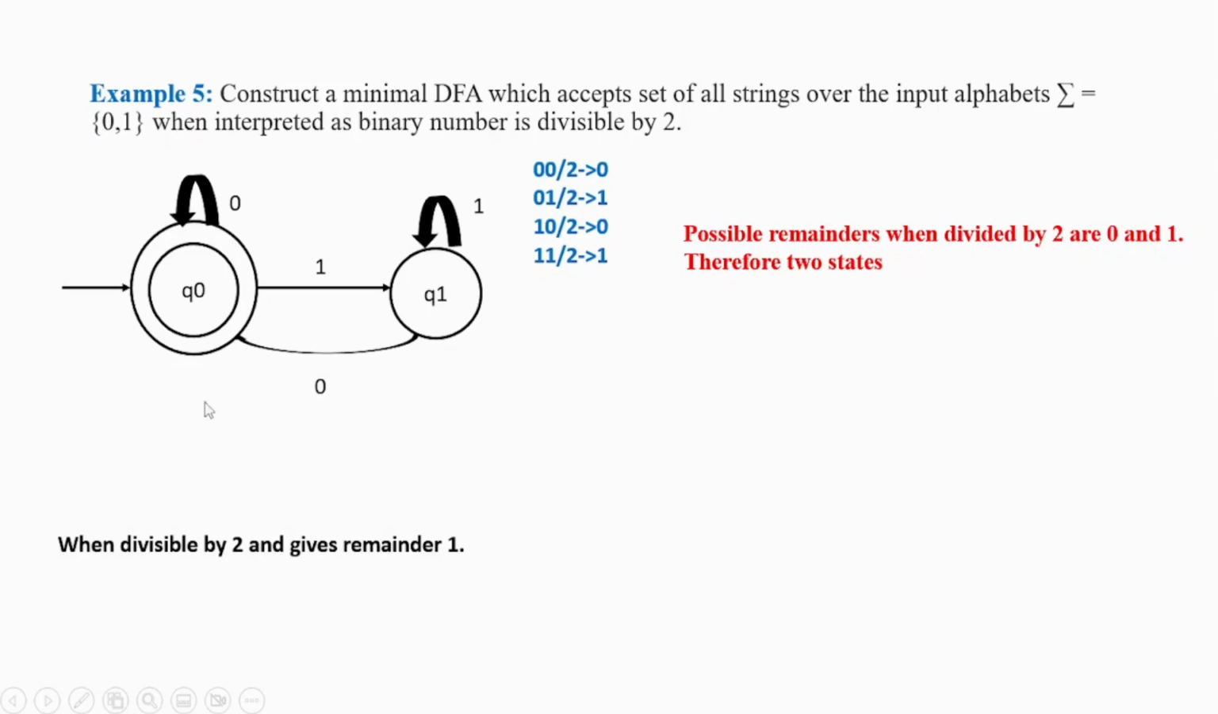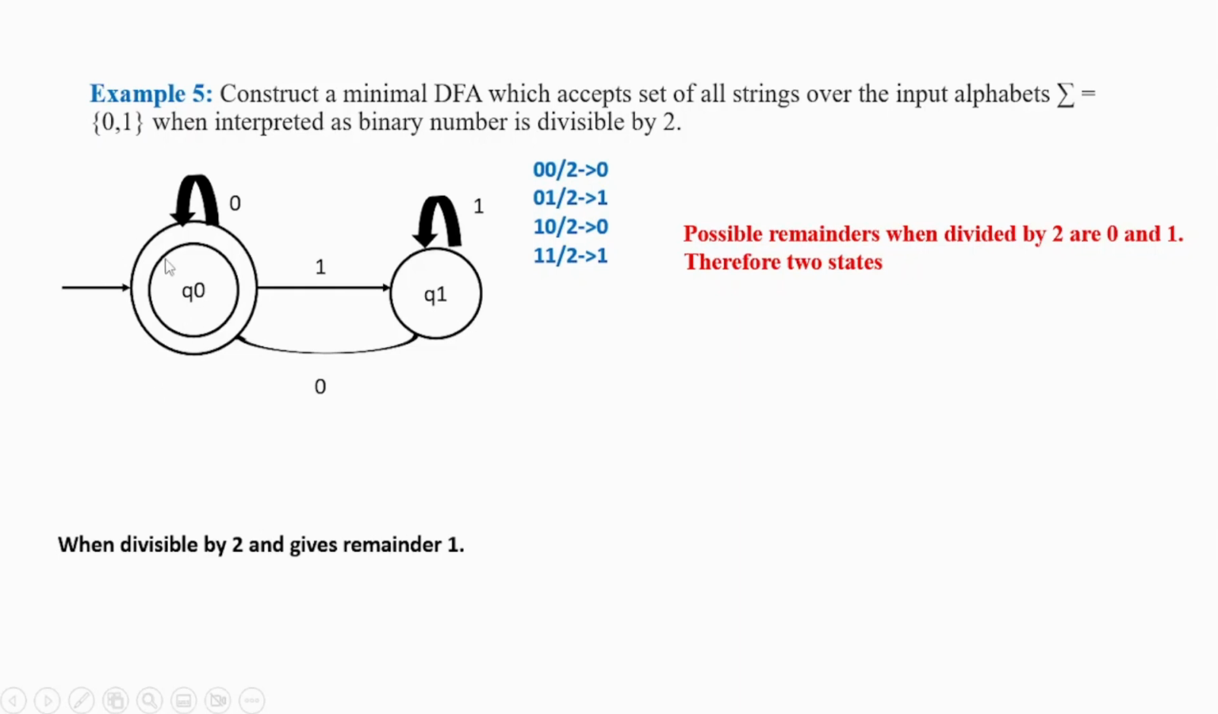So this represents divisible by 2, right? Please remember that when the remainders are 0, 1, this represents 0, this represents 1. So the question is divisible by 2, so the remainder is 0. When a number like 4 is divided by 2, the remainder is 0. 8 divided by 2, the remainder is 0. So this becomes the final state.